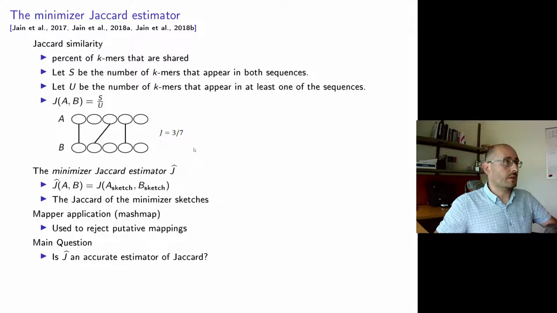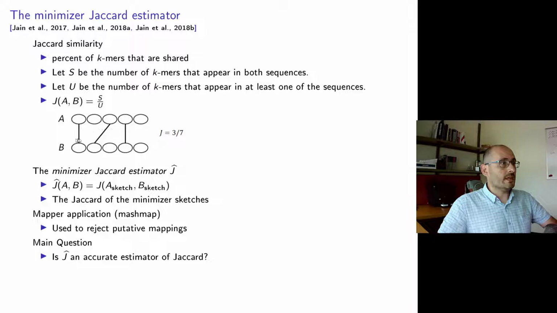What we want to focus on, though, is where it's used to estimate the Jaccard similarity. The Jaccard similarity, informally, is just the percent of k-mers that are shared between two strings. More formally, let's look at this example. I have a sequence A and a sequence B. And in this matching graph, I put an edge between any two k-mers that are identical.